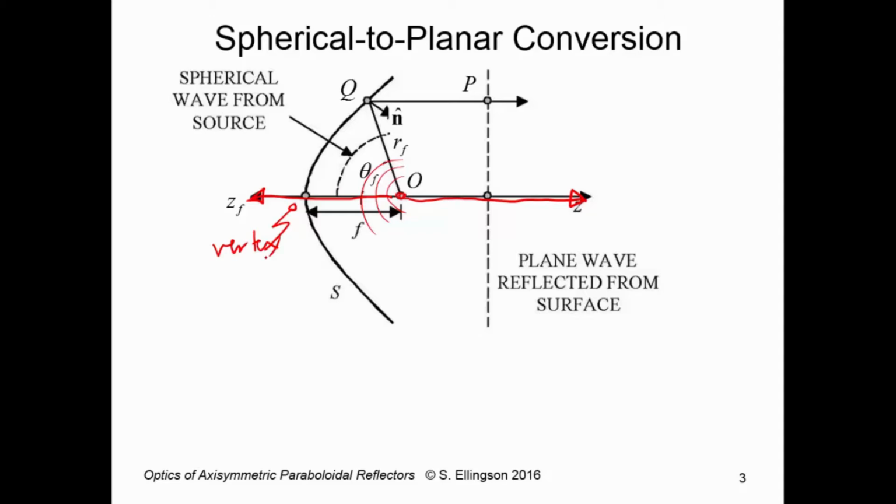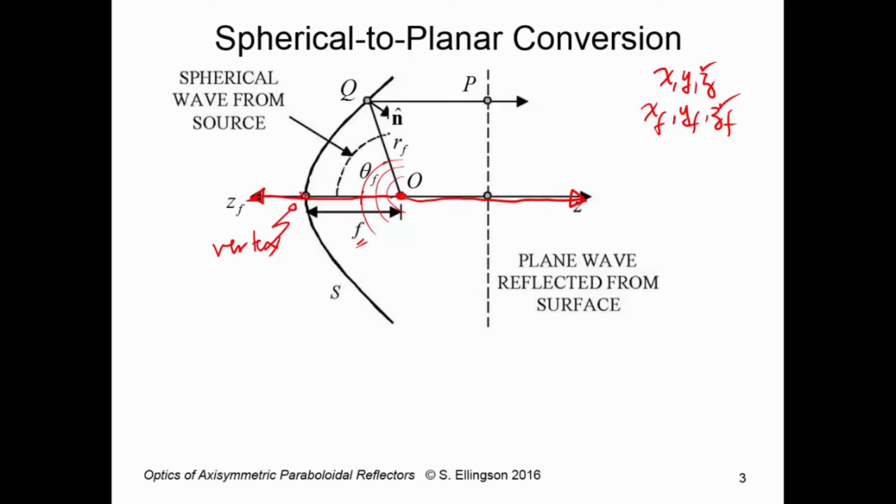F stands for feed. So now we have two coordinate systems. We have x, y, and z, sometimes referred to as the global coordinate system, and then the feed coordinate system, x sub f, y sub f, z sub f. And I've shown you how z and z sub f are related. Now, in this system, we'll define a distance f, which will turn out to be the focal length, but for now we'll just call it f, and it's the distance between the feed, or the origin of the coordinate system, and the vertex of the reflector.